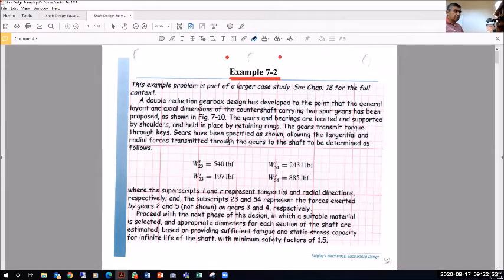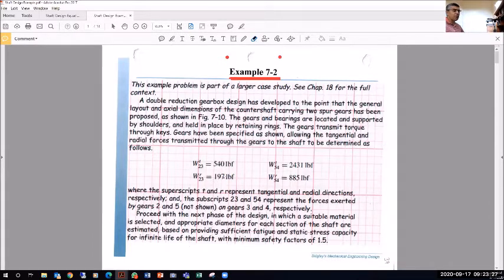So we're not designing the gears, allowing the tangential and radial forces transmitted through the gears to the shaft to be determined as follows. So we already know these forces. And you want to be able to read these notations carefully. It says W23T. There is a superscript T, and this means tangential. And here there is a superscript R, meaning radial. So they already are providing me with the tangential component and the radial component.